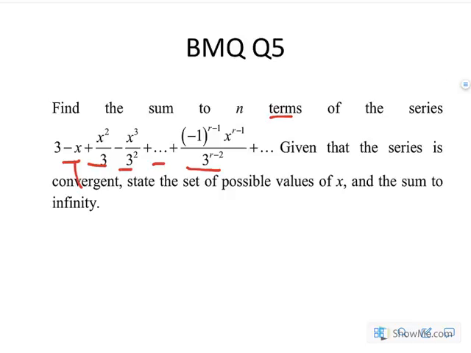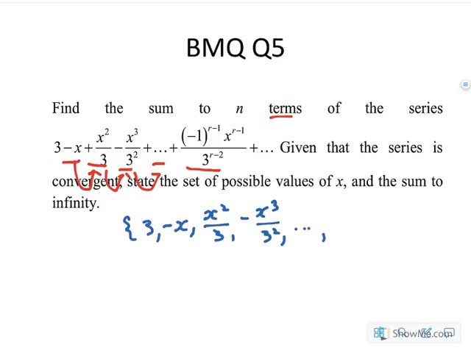And how do we know that? We observe from term to term. If we look at our terms carefully, this is the sequence where we have 3, negative x, x squared over 3, minus x cubed over 3 squared. Our general term is (negative 1) to the power of r minus 1, x to the power of r minus 1, over 3 to the power of r minus 2.